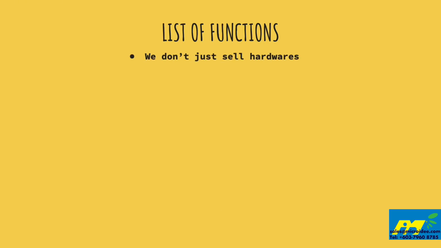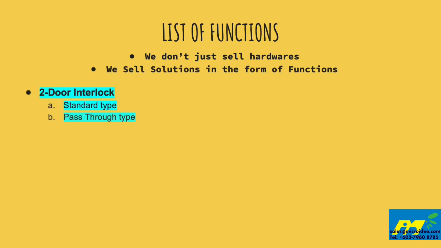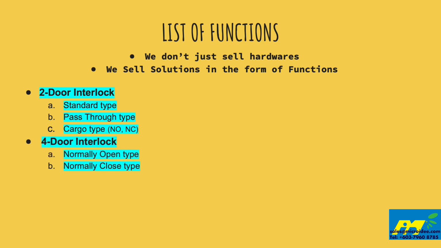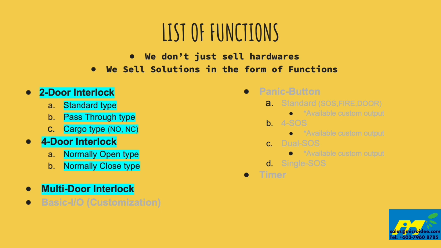Remember, we don't just sell hardware. We sell solutions in the form of functions. So the basic list includes 2-door interlocks, 4-door interlocks, multi-door interlocks, basic IO, panic button, timer, time schedule, sounder, and the board is able to accept wireless, peer-to-peer and RF. The boards are also able to communicate with each other in peer-to-peer.